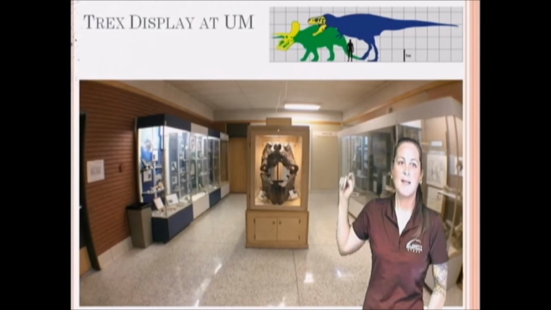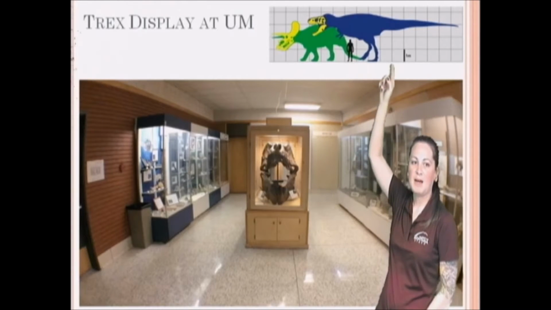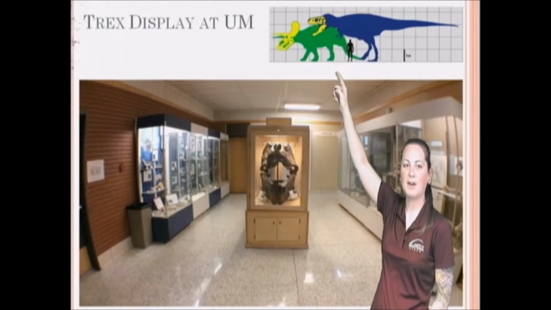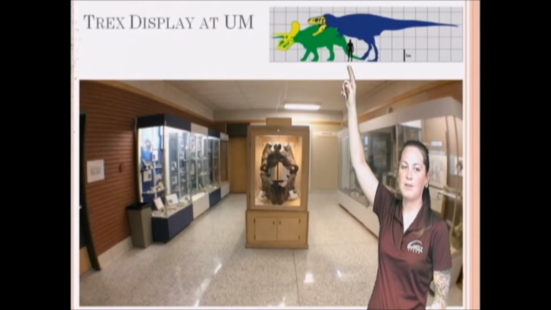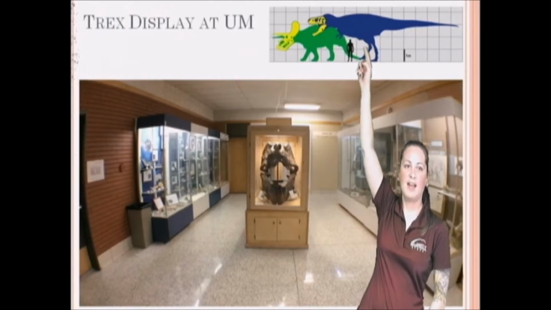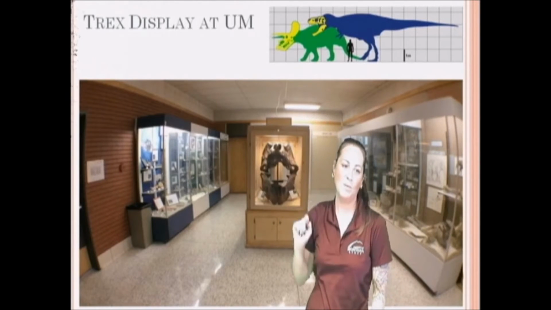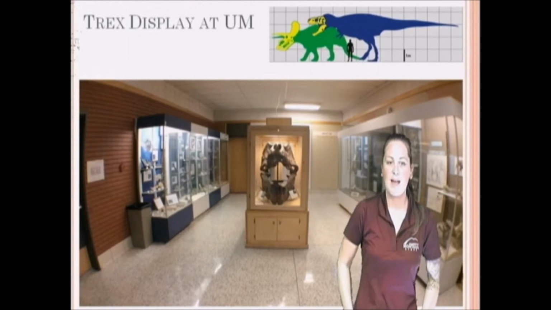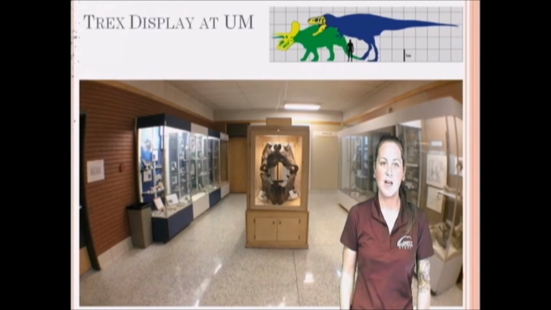Perfect. Here we go. So here's another little diagram up here to kind of help you orient. This is a normal, average human adult male. And then T-Rex and Triceratops, probably one of his favorite prey organisms that he would have eaten.